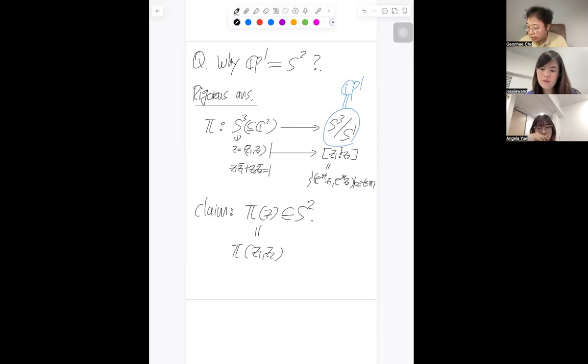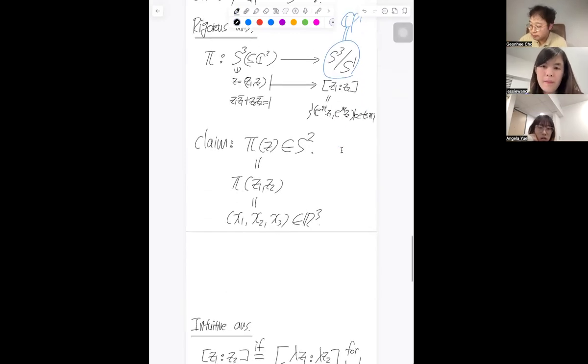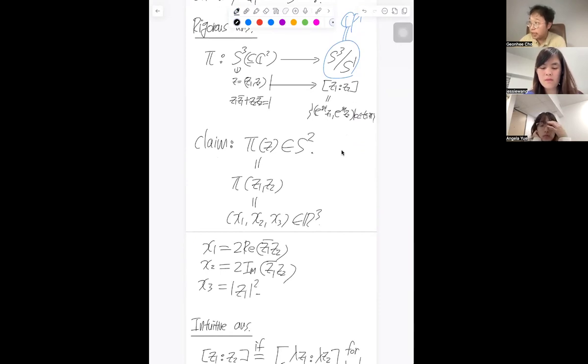One can write this guy as an element (x1, x2, x3) in R3. I should write it this way. These x1, x2, x3 are the following; let me give the explicit form. x1 is 2 times the real part of z1 bar z2. x2 is 2 times the imaginary part of z1 bar z2. x3 is the norm squared of z1 minus the norm squared of z2. And you can check that x1 squared plus x2 squared plus x3 squared equals 1.